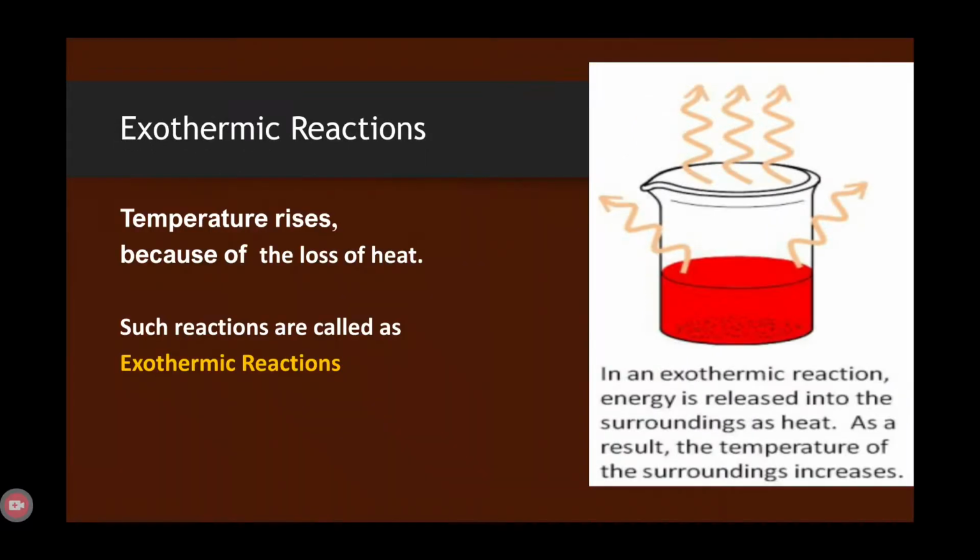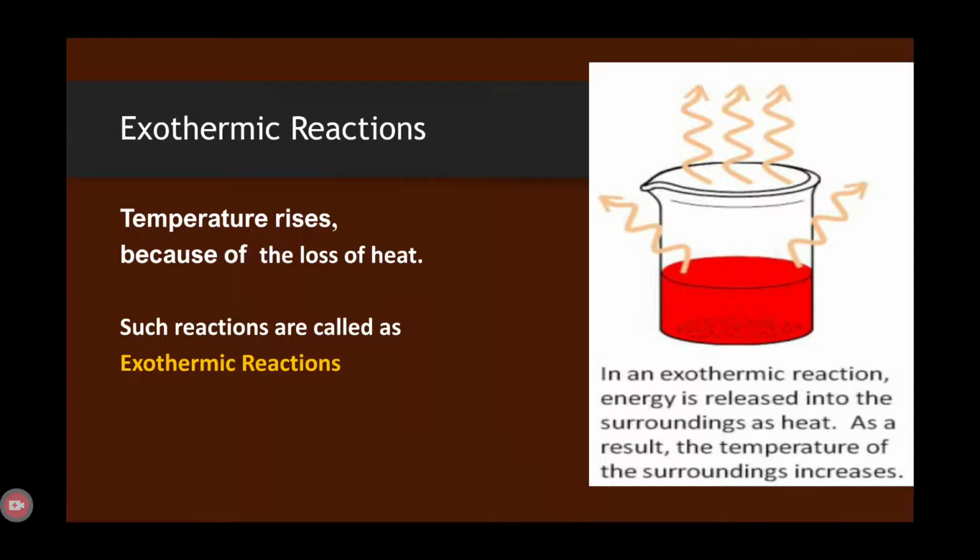Then, what is an exothermic reaction? When there is an exothermic reaction, the energy is released into the surroundings as heat. As a result, the temperature of the surroundings increases. Temperature rises because of the loss of heat. Such reactions are called exothermic reactions.